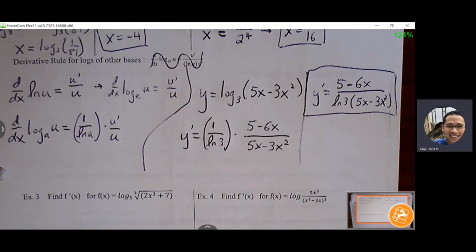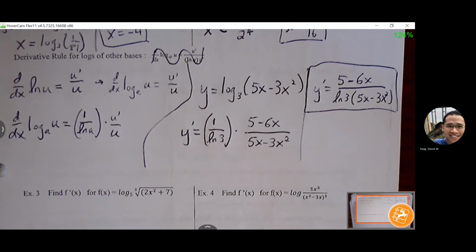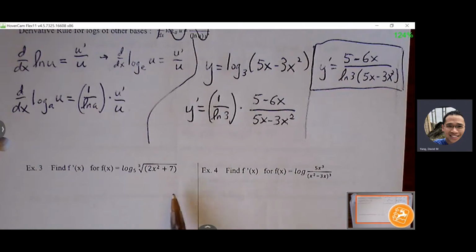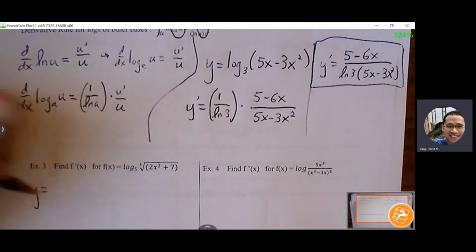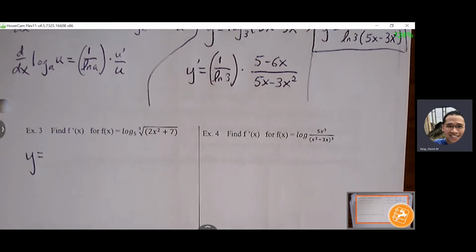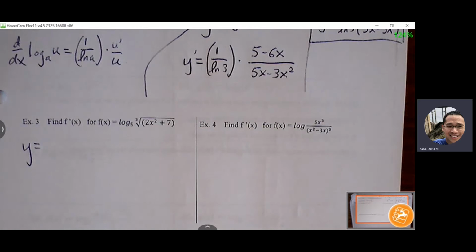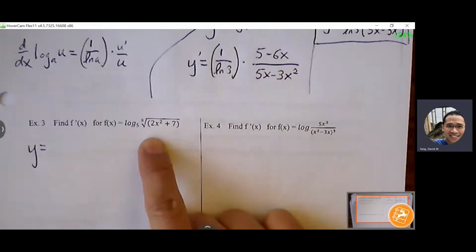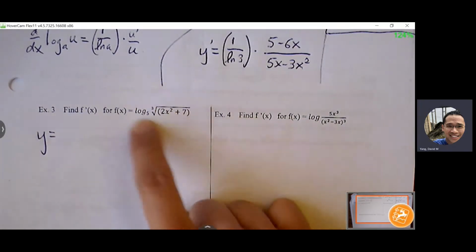Okay, example 3. Find f prime for f of x equals log base 5 of the cube root of 2x squared plus 7. Let's see if we can rewrite this problem. All the log properties that we used from before can still be used here. Remember, power property, quotient property, expansion properties, all those can still be applied here. It's just a different base, but we're still under the log function umbrella. So imagine this was natural log. How would you rewrite this problem?